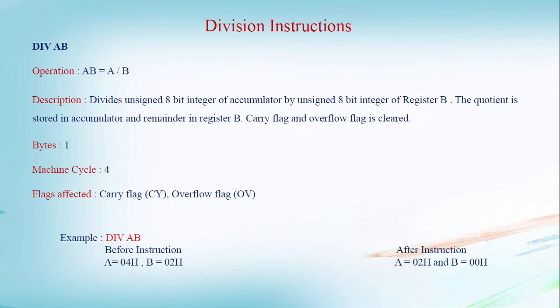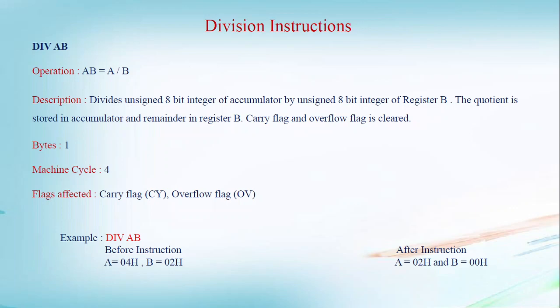Now the division instruction, DIV AB. It means AB equals A/B. It divides the unsigned 8-bit integer of the accumulator by the unsigned 8-bit integer of register B. The quotient is stored in the accumulator and the remainder is stored in register B. The carry flag and overflow flag are cleared after the instruction gets executed. It requires 1 byte and 4 machine cycles. Again, the carry flag and overflow flag get affected.